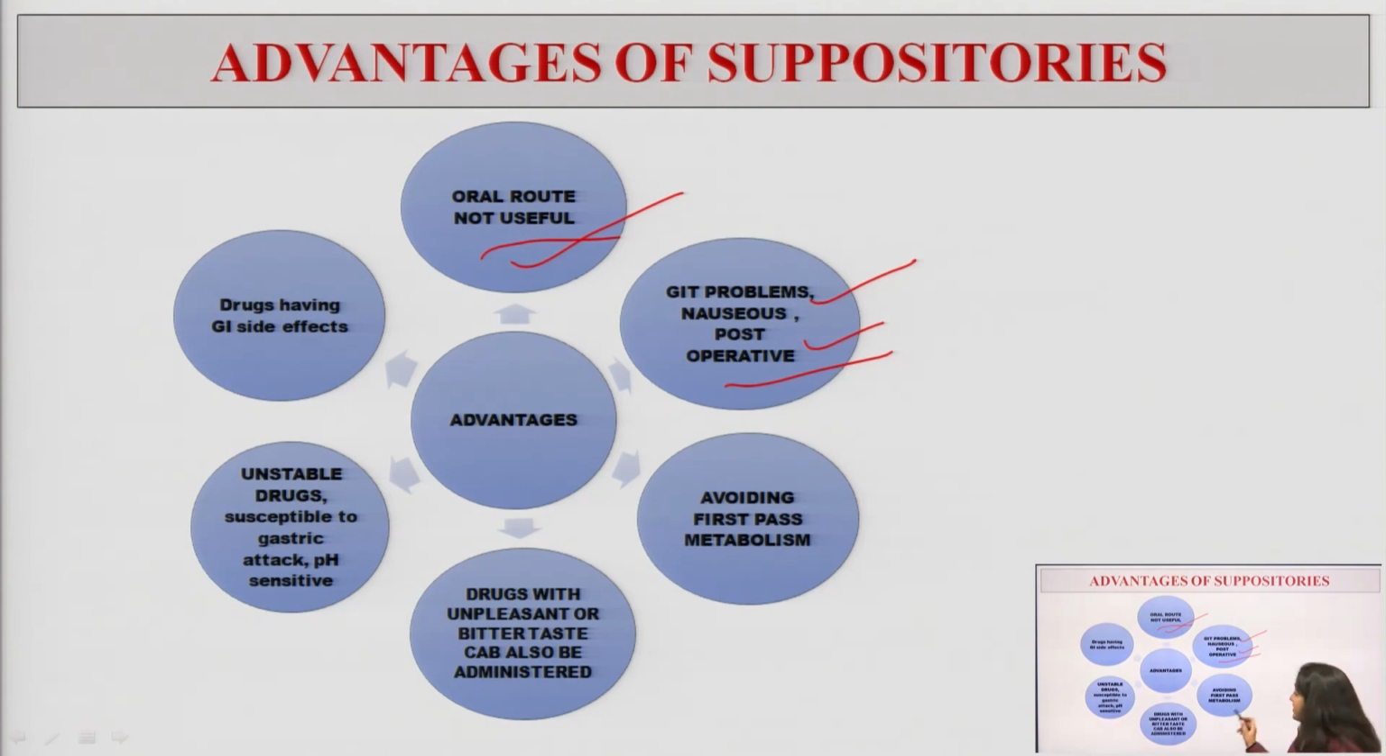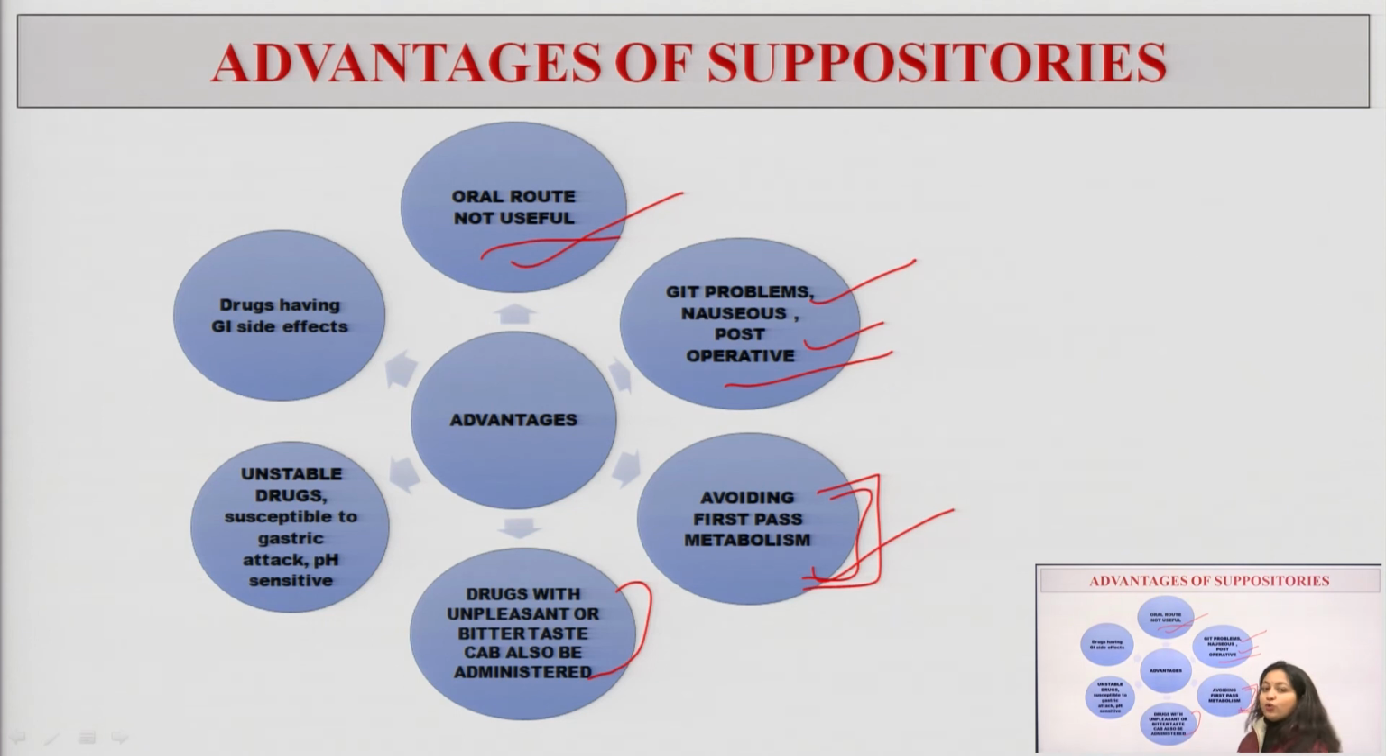Another advantage is that there is an avoidance of first pass metabolism. First pass metabolism is definitely avoided when we are inserting a suppository into a particular body cavity, because if the suppository enters a body cavity and gives action, there is no need to pass that suppository into the GI fluid or into the gastric pH. So the degradation of the suppository can be lowered, and high action can be obtained. So avoiding of first pass metabolism is also an advantage of suppository.